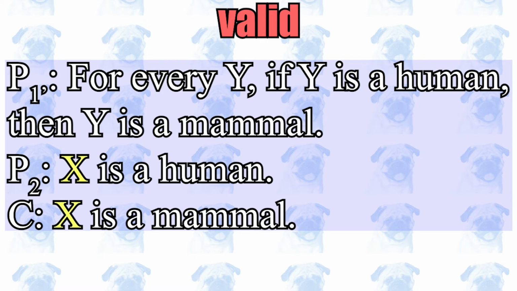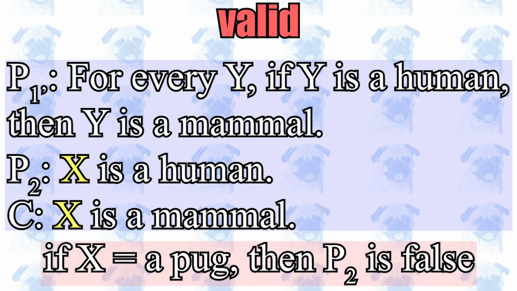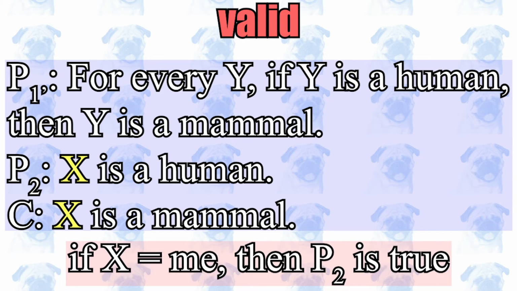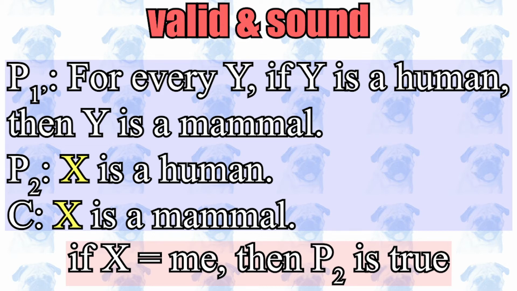However, since X is merely a placeholder and its referent is unknown, the truth of the second premise is indeterminate. For example, if X refers to a pug, then the second premise is false. On the other hand, if X refers to a real human, for example, me, then the second premise is true, which makes argument 1 sound.